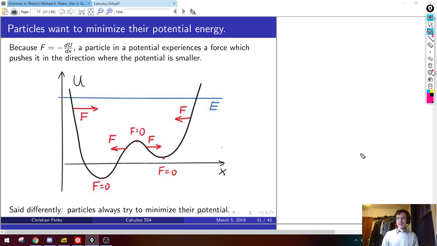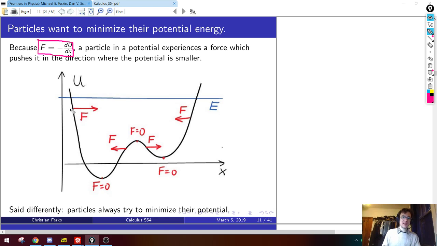Oh boy. Yeah, it's the worst answer in the book. That's just how it is. Now we have a much better answer. You can ask, why do particles move towards a minimum of the potential? It's literally just because force is minus the derivative of the potential.